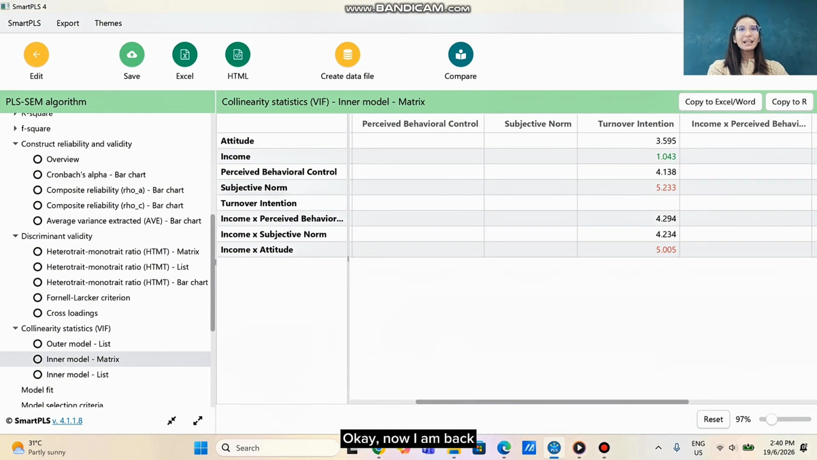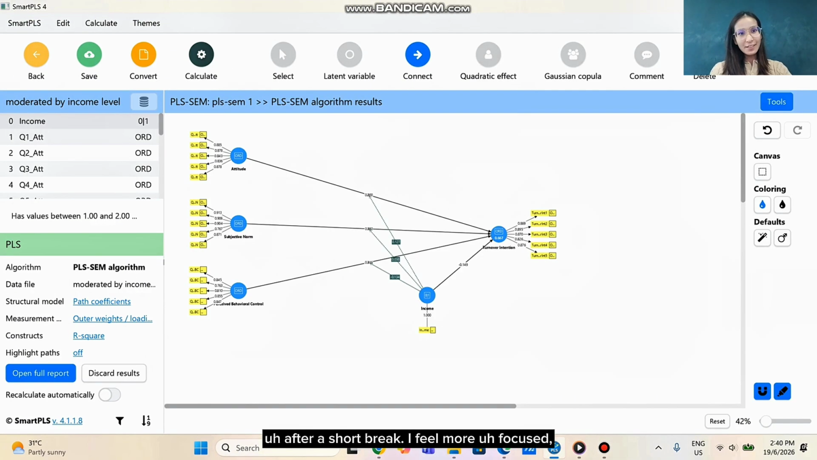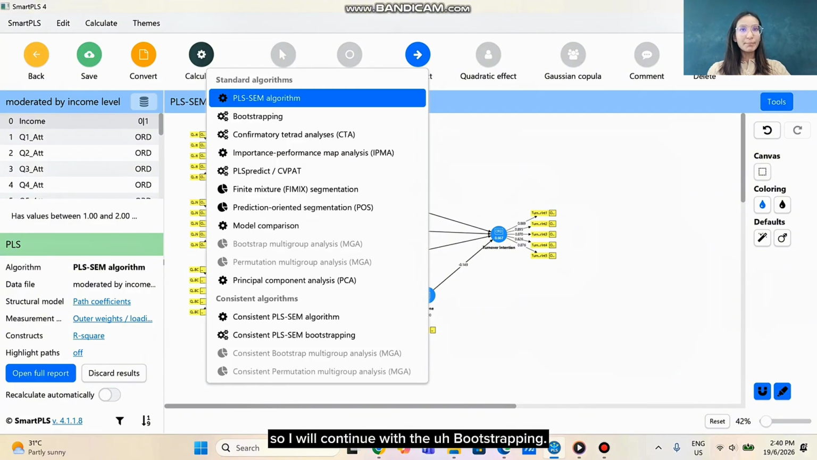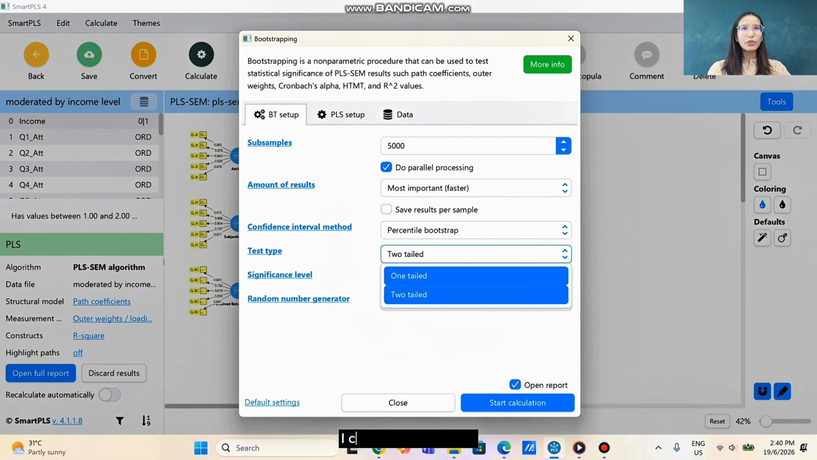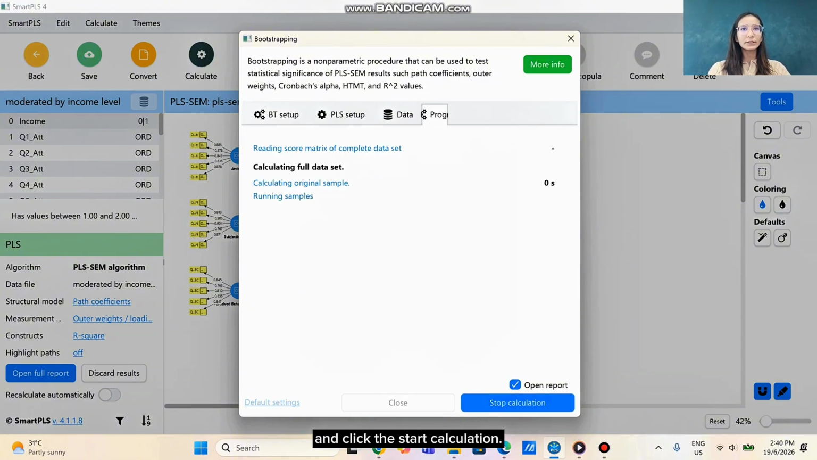Okay, now I am back. After a short break, I feel more focused. So I will continue with the bootstrapping. I go back to the models and click calculate and select the bootstrapping. In the setup, I use 5,000 subsamples, choose one tail test and click start calculation.